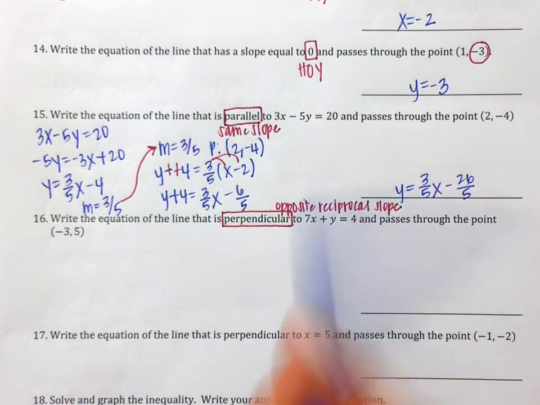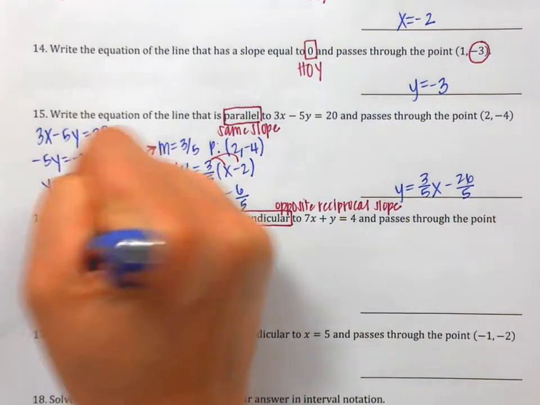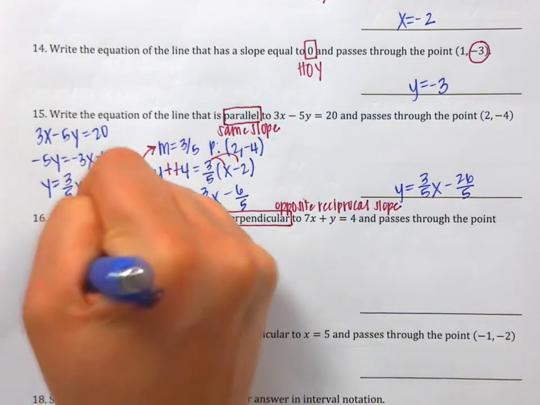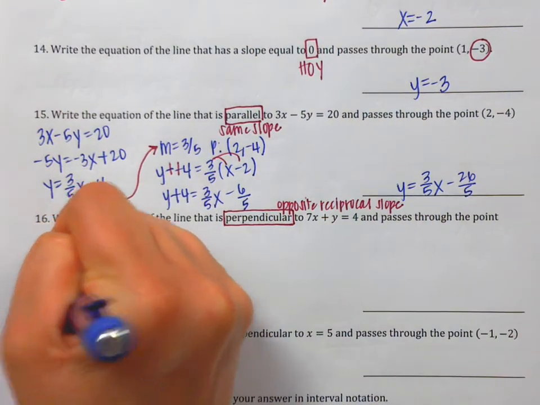So I still want to do the same process. I want to get it in y equals mx plus b form. So subtract 7x from both sides. And I have my slope. My slope here is -7.